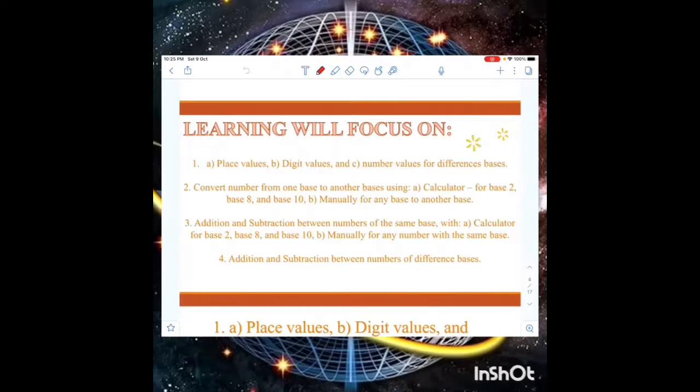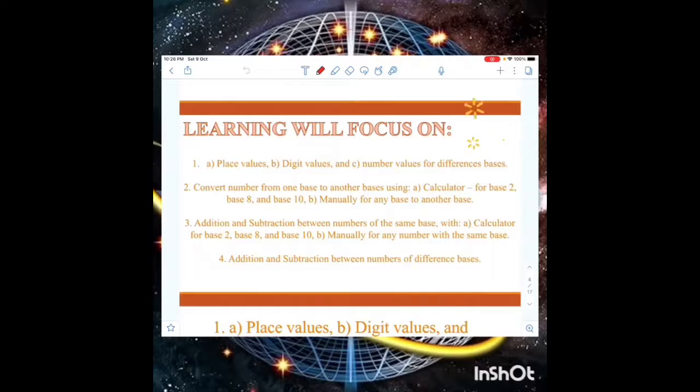After we know that, what are the learning outcomes targeted in this topic? Now we go into more specifics of what we will learn. Number 1, we will learn how to find the place value, how to produce the digit value, and how to come up with the number value for different bases. Number 2, how we can convert numbers from one base to another using the calculator method, which is only possible for base 2, base 8 and base 10. And how we can change base manually for bases other than base 2, base 8, and base 10.